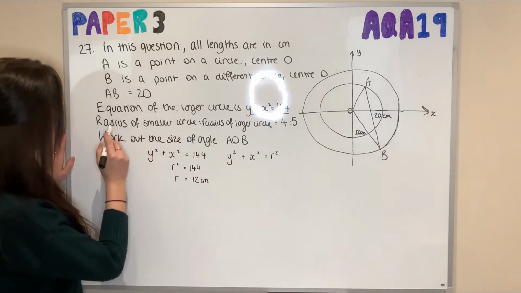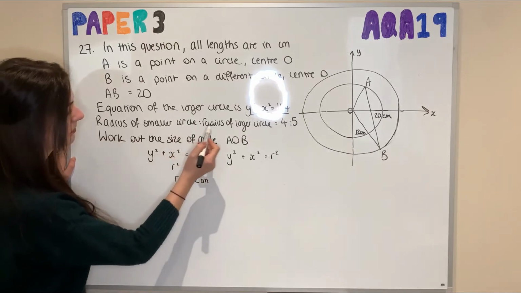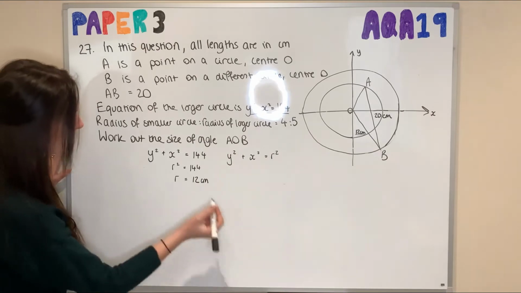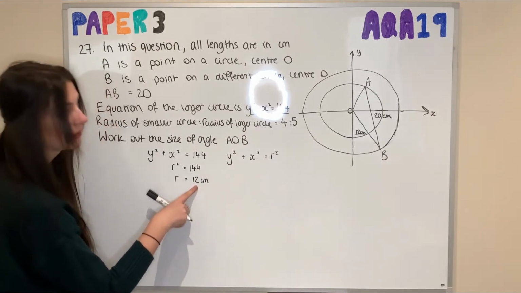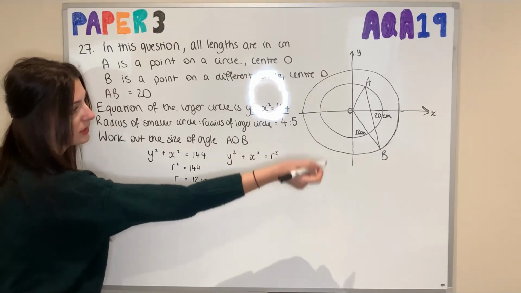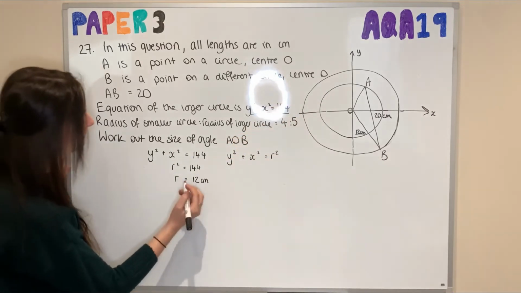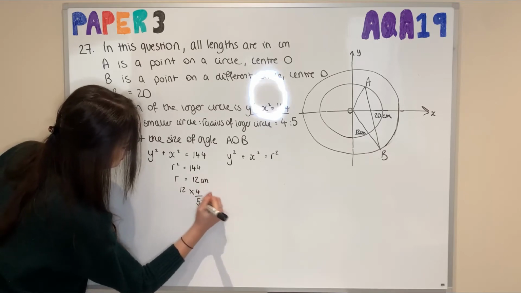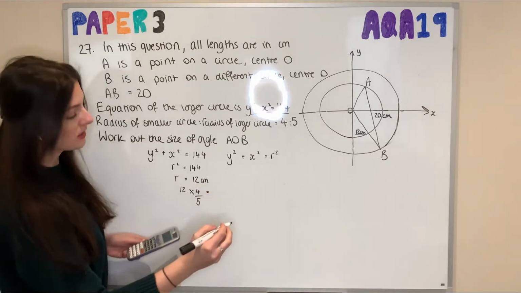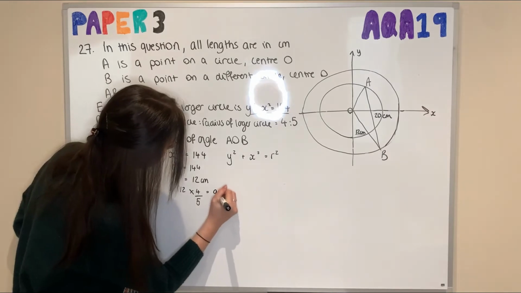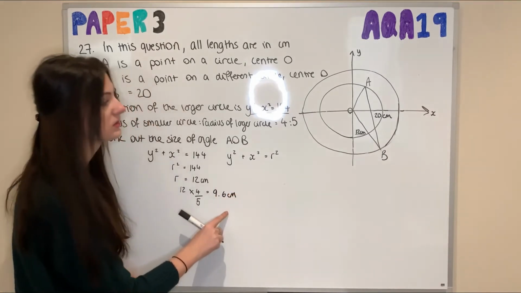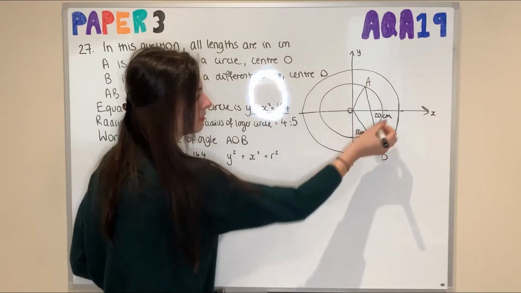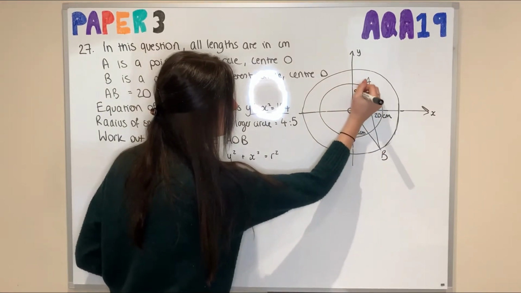Next thing we do is look at the radius of smaller circle compared to the radius of larger circle. So we know it's a ratio of 4 to 5. So again, we take the radius of the larger circle and we use this ratio to get the radius of the smaller circle. So 12 times by 4 by 5 will equal a radius of 9.6 centimetres, and that's the smaller circle. So from O to A, this is the radius of the smaller circle, so we know this line is 9.6.